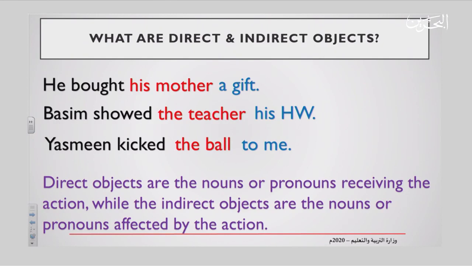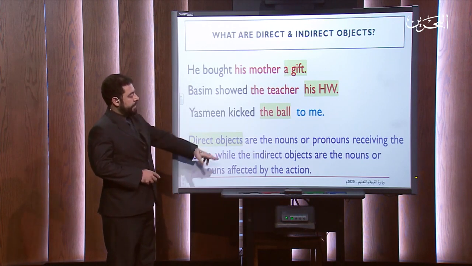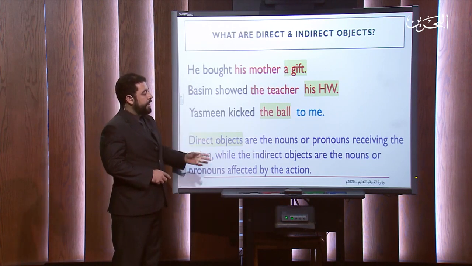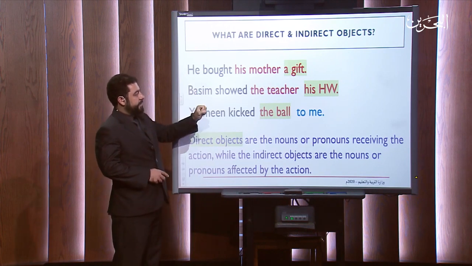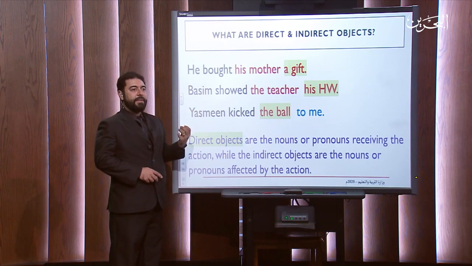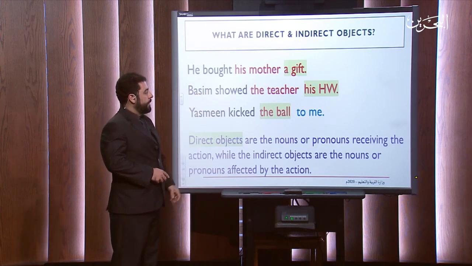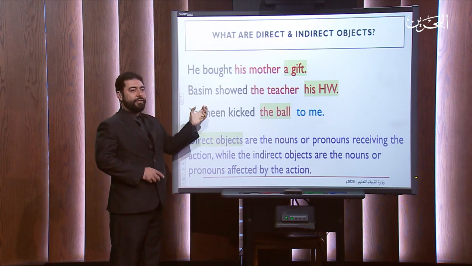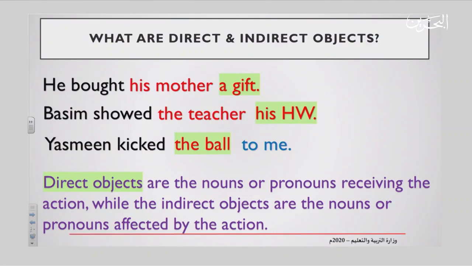So let's check the direct objects. Direct objects, as we said, are nouns or pronouns receiving the action. So, I bought a gift. Okay, so gift received the action of buying. Also, his homework. So his homework received the action of showing. The ball received the action of kicking.